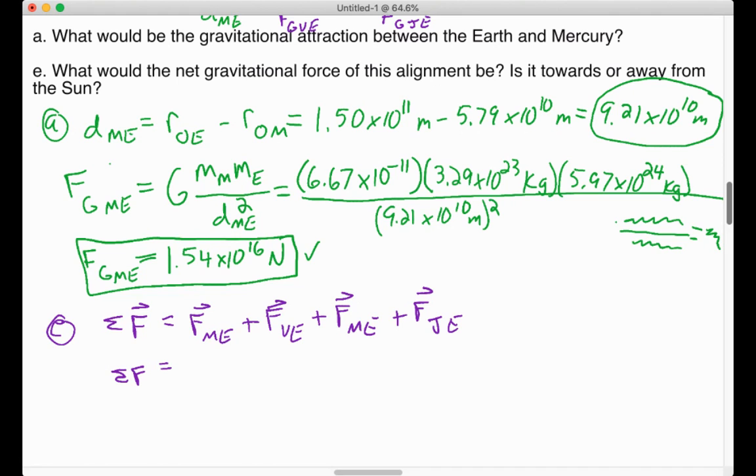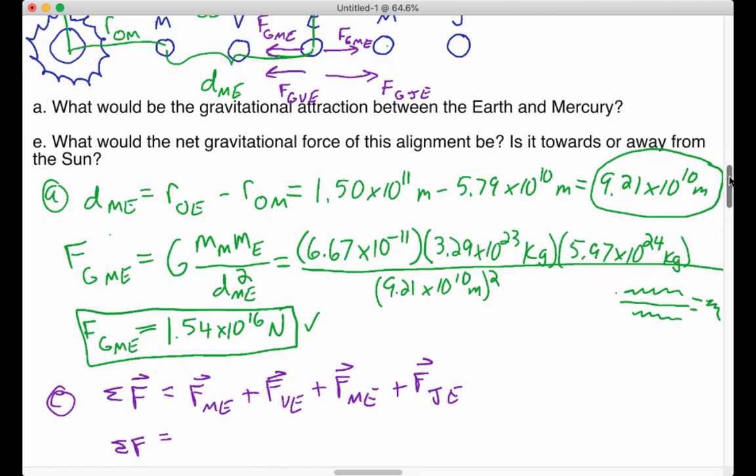And then when we actually go to the numbers, let's go back and look at the sketch. So that first one is going left, so that one would be negative. The force from Venus is also going left, so that one would be negative. Force of Venus and the Earth. Force of Mars, again, different M. That's going to the right, so that would be positive. And then the force of Jupiter on the Earth, also going to the right, that one would be positive.